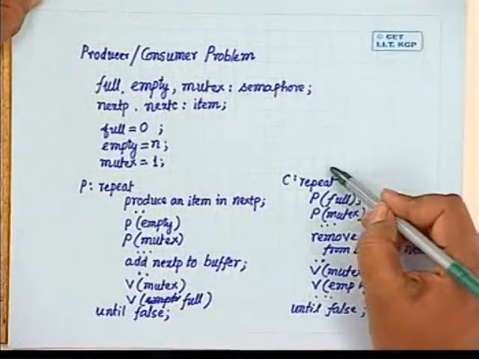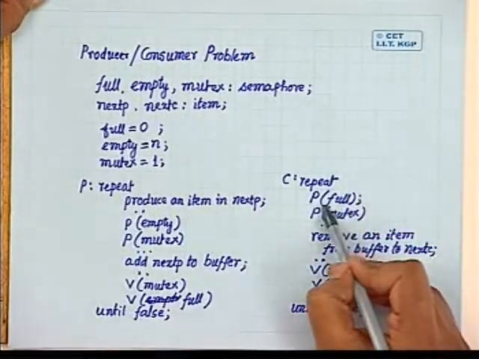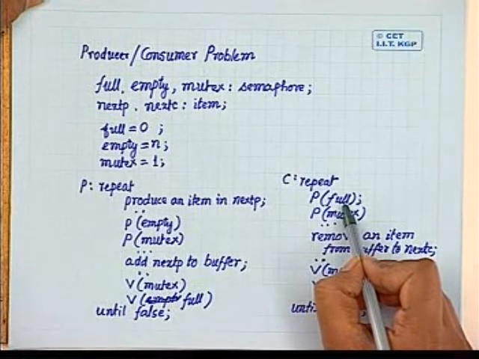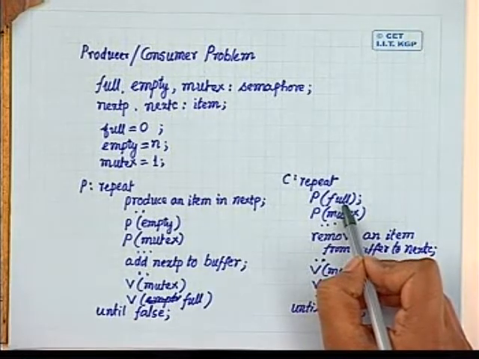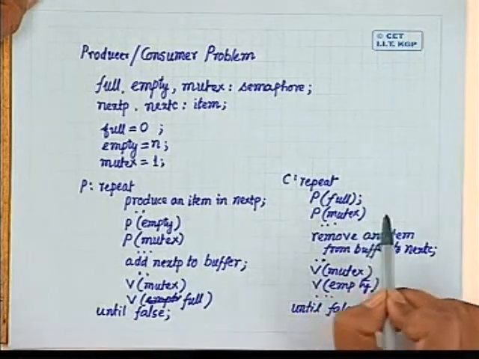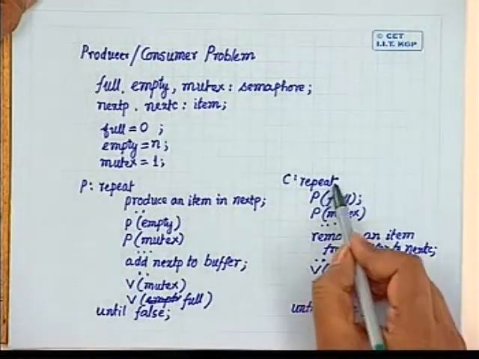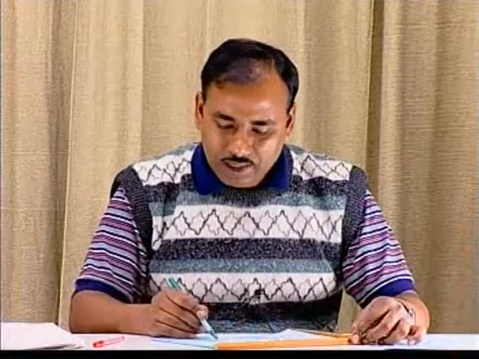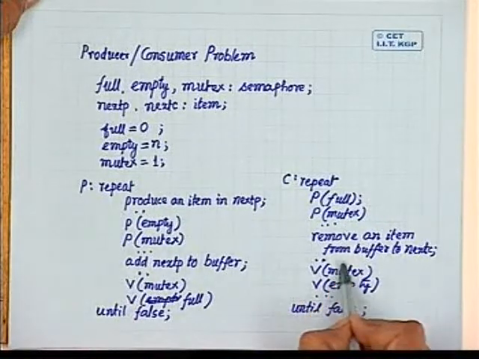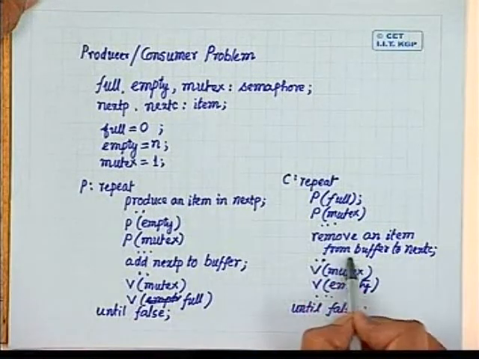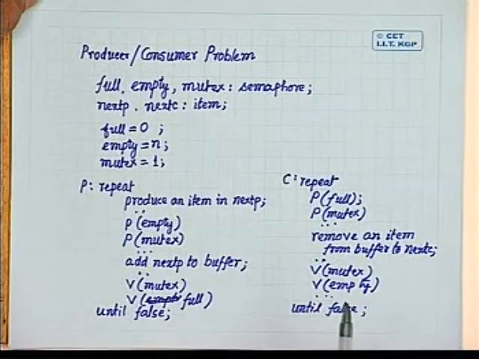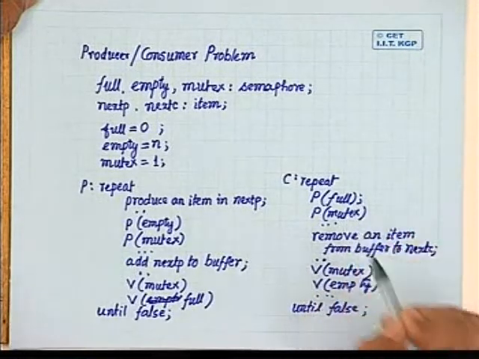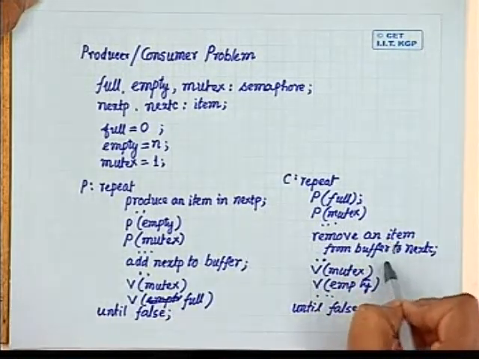Similarly, the consumer process has to perform P full operation, because if the integer value of this variable full is less than zero, that indicates that there is no element in the buffer to be consumed. So the consumer process has to be blocked. So it performs the P full operation. After that, again P mutex and V mutex, this pair of operations ensures that access of the buffer is mutually exclusive. If both P full and P mutex operations are successful, then only the consumer process will consume an item from the buffer.